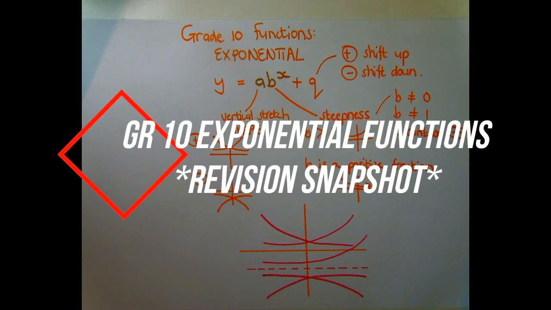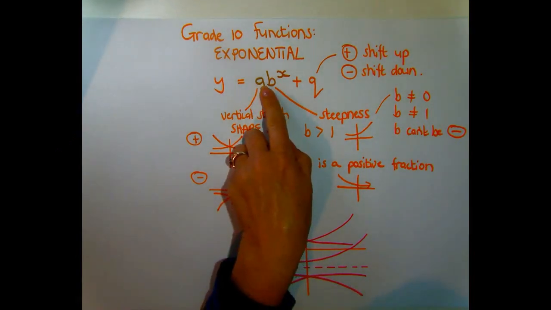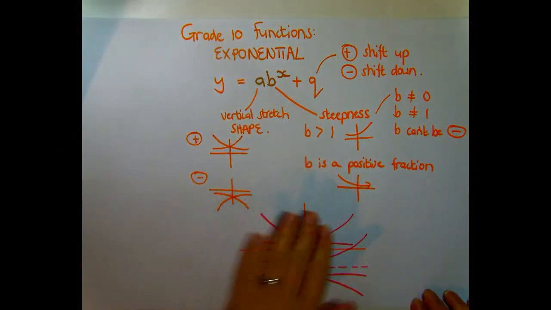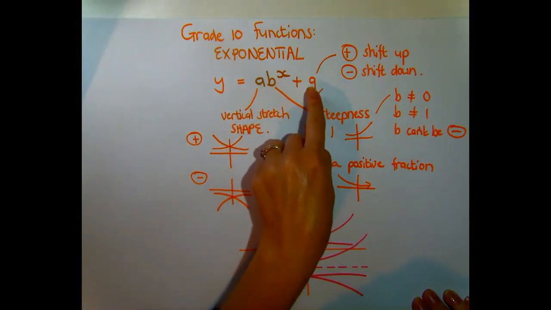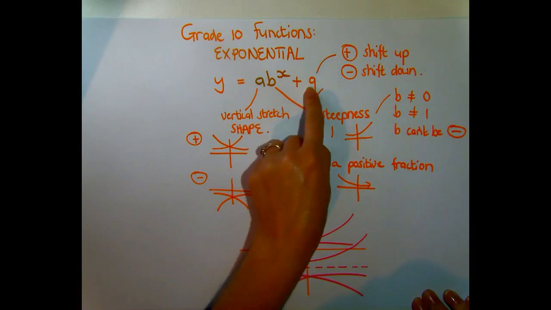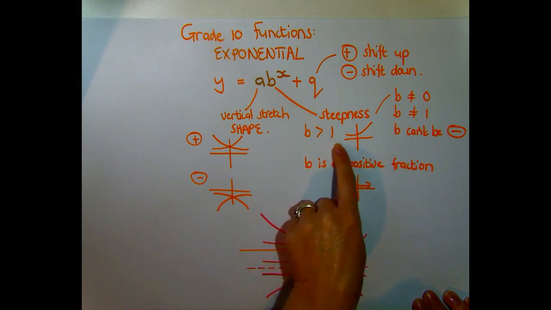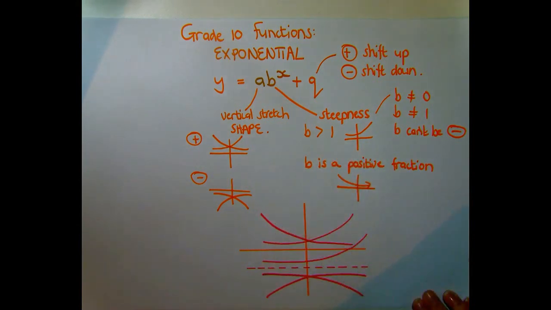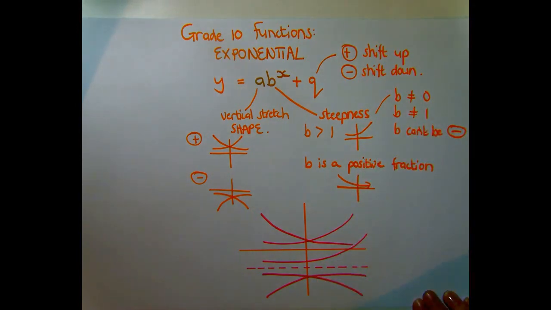To summarize the exponential function, it's really important to understand the formula. So that tells you where it lies on the graph, so on the top or the bottom. That's going to tell you how steep the graph is, and that is the shift up, the shift down, and also the asymptote. Okay, remember that b has to be bigger than 1, or a fraction that is positive. Can't be negative, can't actually equal 1, and definitely can't equal 0.